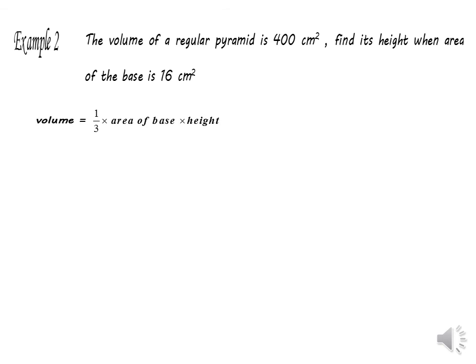Volume equals 1 over 3 base area times height. So 400 equals 1 over 3 base area, which is equal to 16 times height. Finally, height equals 3 times 400 over 16, which means 75 centimeters. Another example: the volume of a regular quadrilateral pyramid equals 1200 cubic centimeters, and its height equals 12.